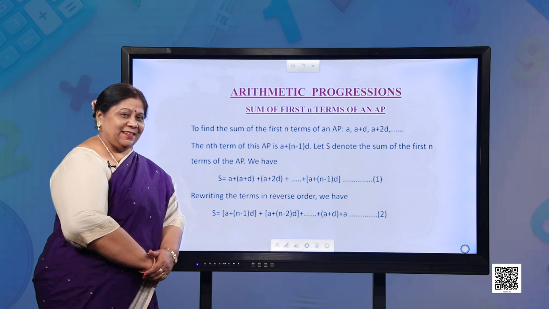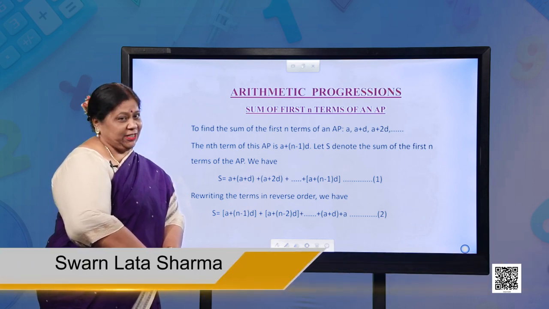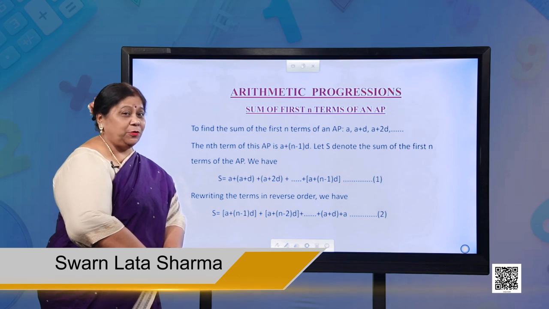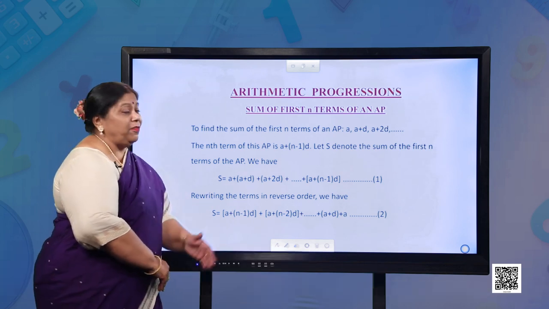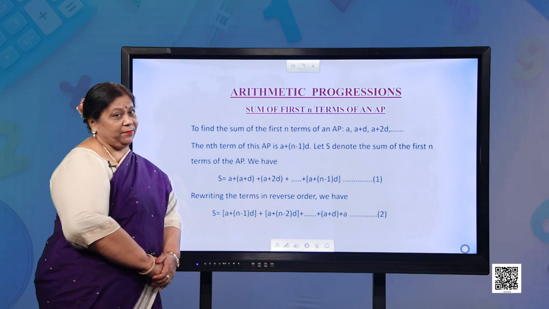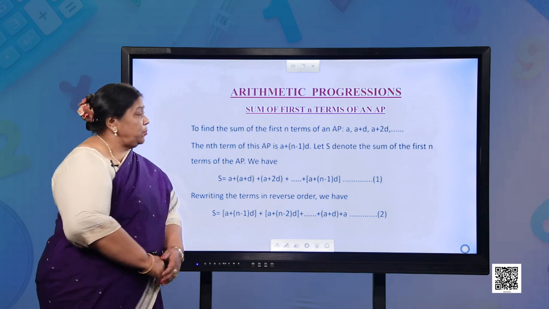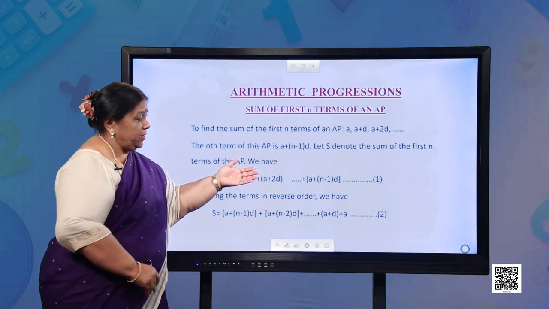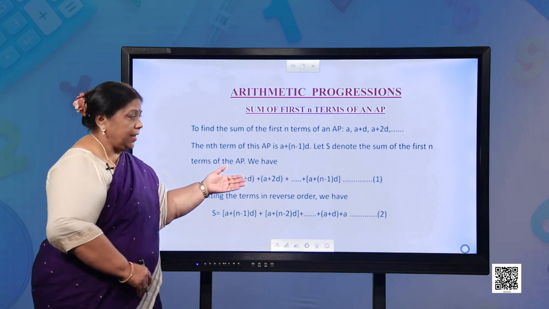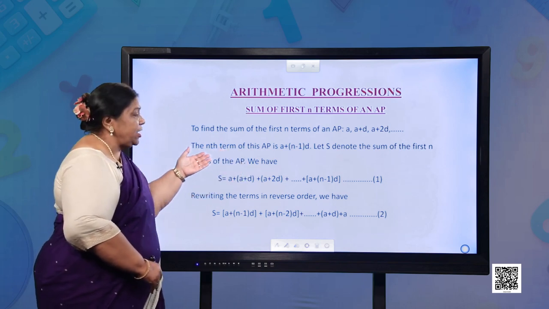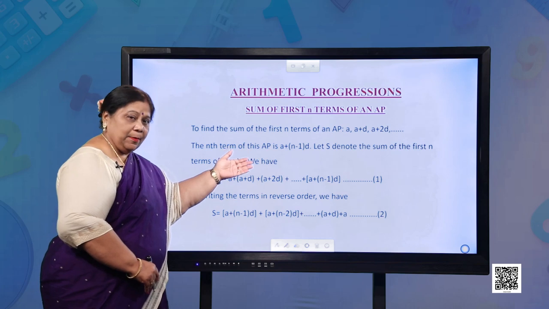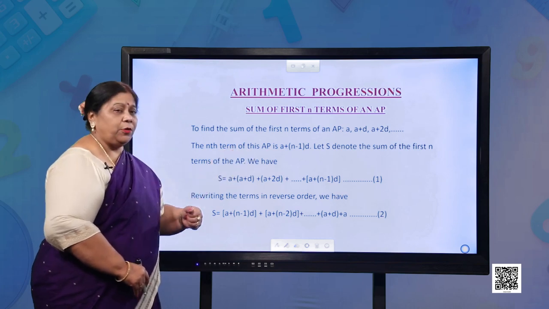Hello students, today we shall study your chapter Arithmetic Progressions, in which we are going to study the sum of first n terms of an AP. To find the sum of first n terms of an AP, a, a plus d, a plus 2d, the nth term of this AP is a plus n minus 1 into d.